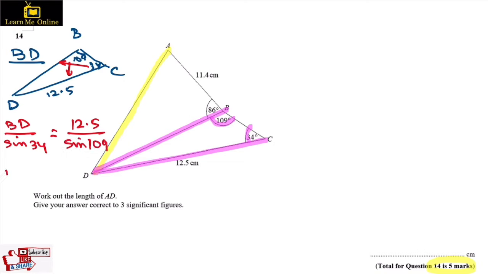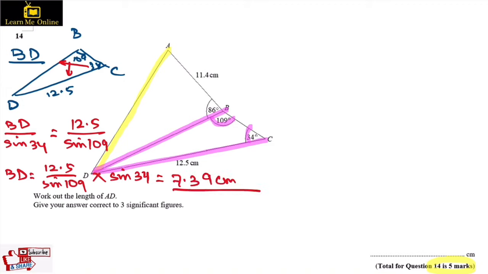To find the length of BD, we simply write 12.5 over sine 109, and when you take this to the other side, it would be times by sine 34. You type the whole thing exactly how I have written, and you come out with the length of BD, which would be 7.39 centimeters. So this is 7.39 centimeters.